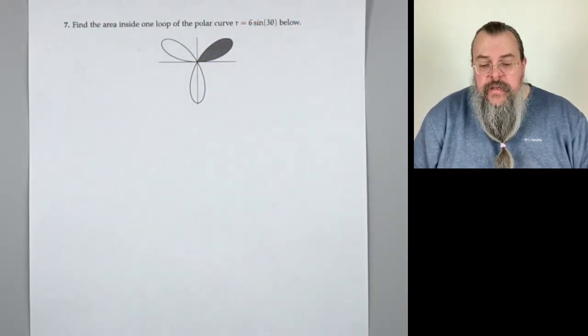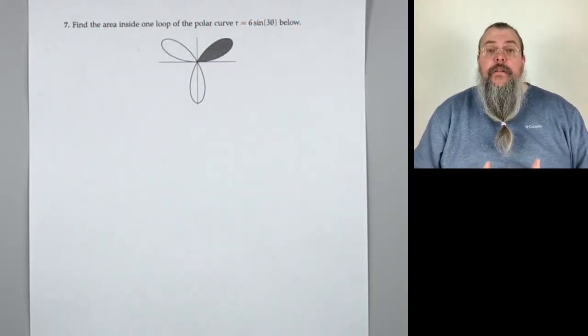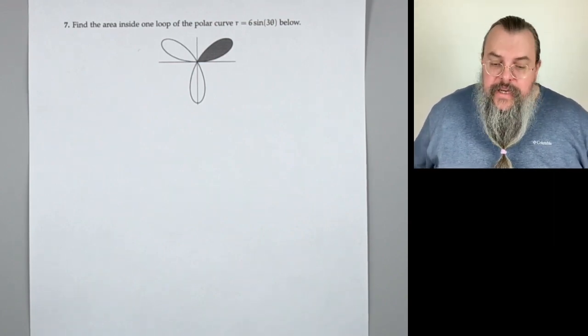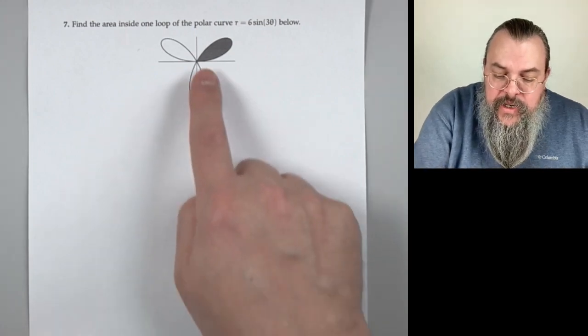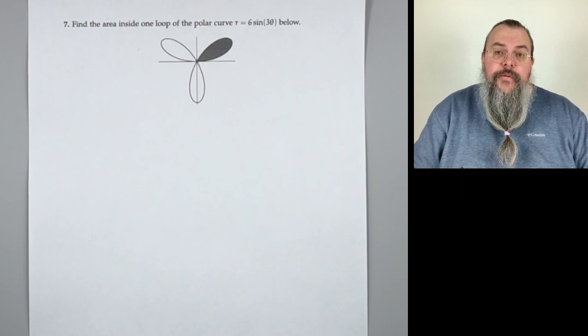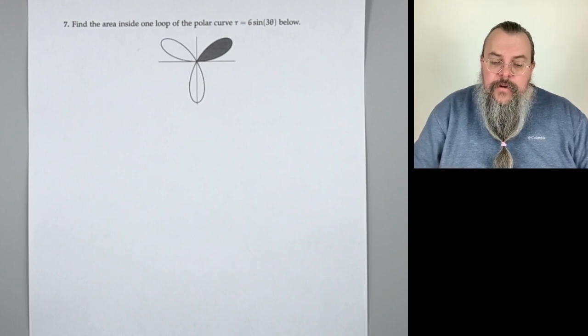Number 7. Find the area inside one loop of the polar curve r equals 6 sine 3 theta below. And they even gave us the picture. And it's like, okay, we want to find that. Cool. Cool. So, well, what do?